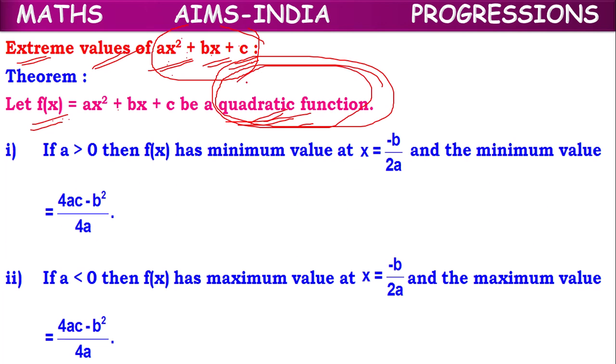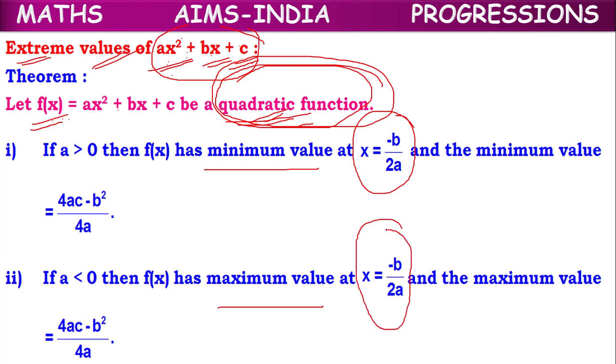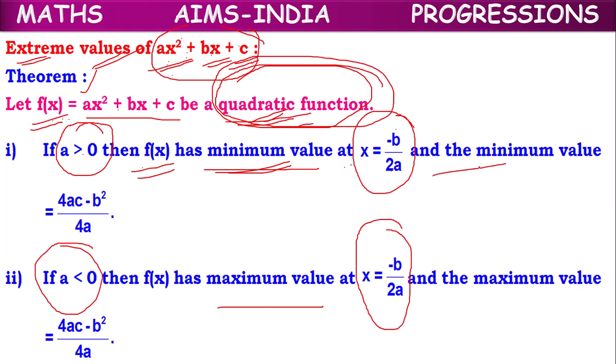So we have a quadratic function here, which will have a minimum or maximum value based upon the x value and the a value. In this quadratic function, if a is greater than 0, then this function will always have a minimum value at x equal to minus b by 2a. When x equals minus b by 2a, it will have the minimum value, and that minimum value is 4ac minus b square by 4a.